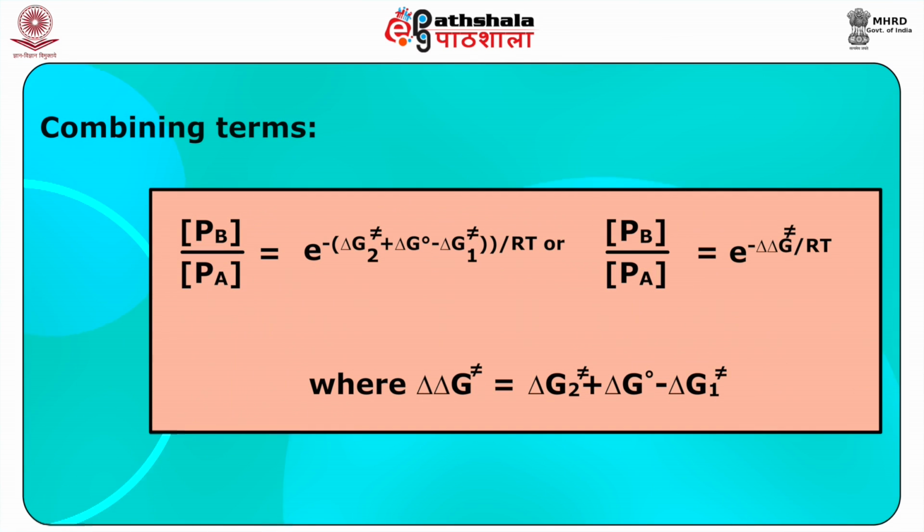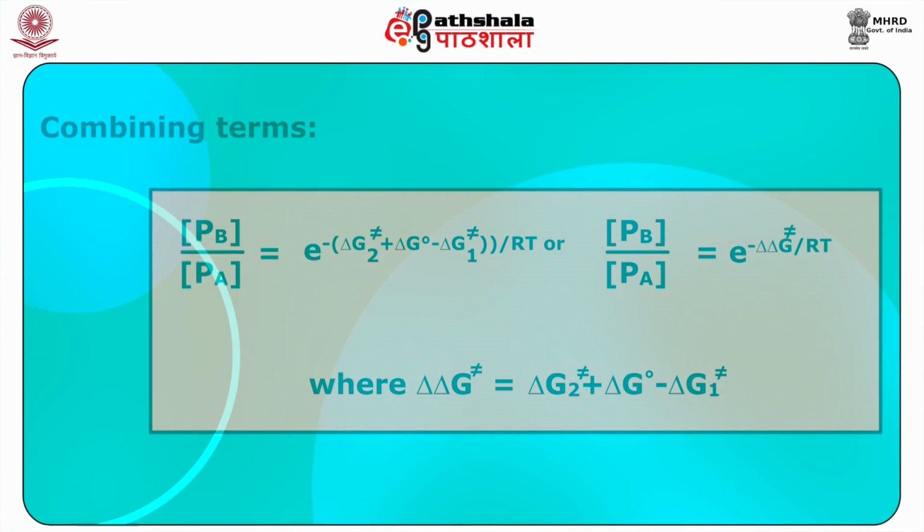Combining the following terms, we come to the final conclusion of the statement, where delta G is equal to delta G2 plus delta G naught minus delta G1. The implication of this derivation is the isolation of the product obtained from a conformer, which one can't even possibly observe even in the ground state. Within these limits, three scenarios can be envisioned.